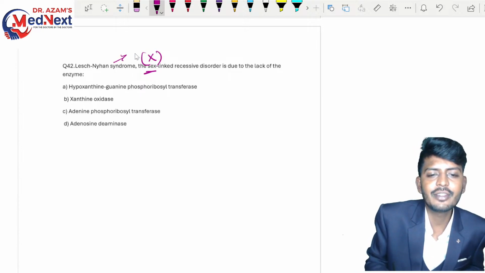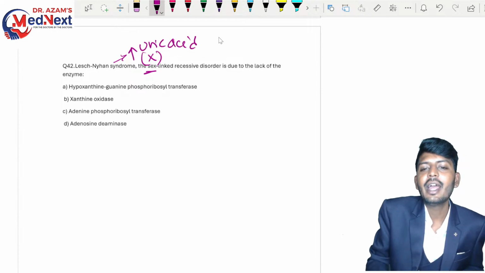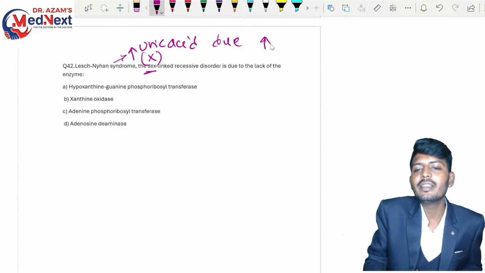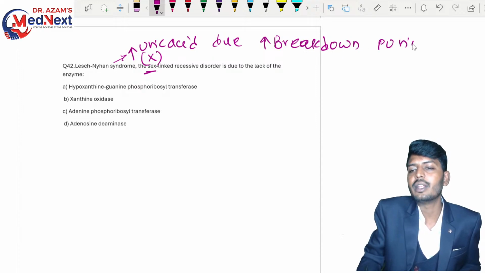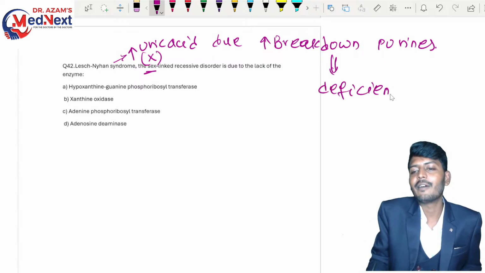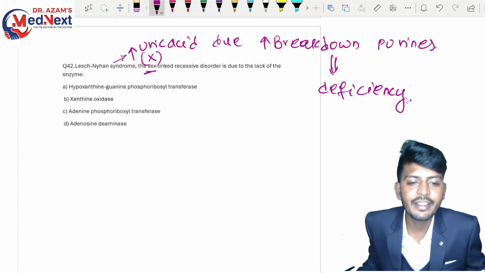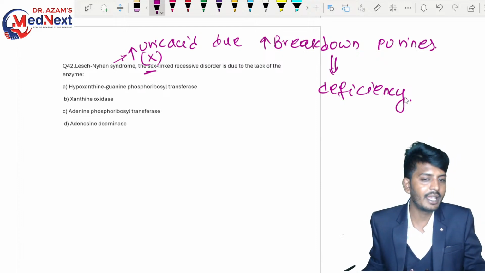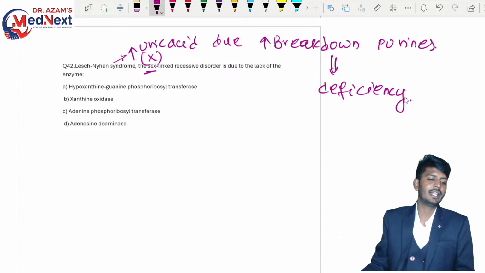Lesch-Nyhan syndrome is a condition in which there is an increase of uric acid. Increase of uric acid due to what? Due to increased breakdown of purines. That happens because of deficiency of one enzyme. Children, quickly tell me, what is that? Options are A HGPRT, B xanthine oxidase, adenyl phosphoribosyl transferase, adenosine deaminase.